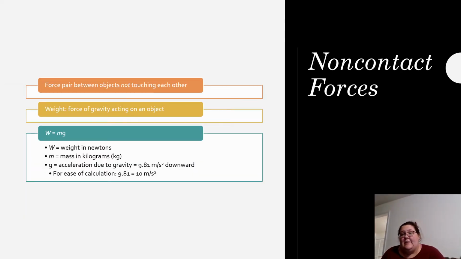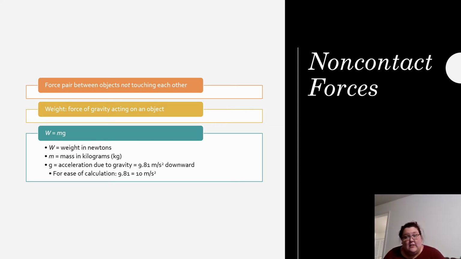So here's what is special about non-contact forces. These forces are going to be paired, but they're still not touching each other. The best example we have here is weight, which is a subclassification between a non-contact and a gravitational force. All right, so weight is the force of gravity acting on an object. Very simple formula here. Weight equals mass times the acceleration due to gravity. So weight is a force, so it'll be in newtons. Mass, we tend to convert to kilograms because this is a science class. And then the acceleration due to gravity is 9.81 meters per second squared downward.